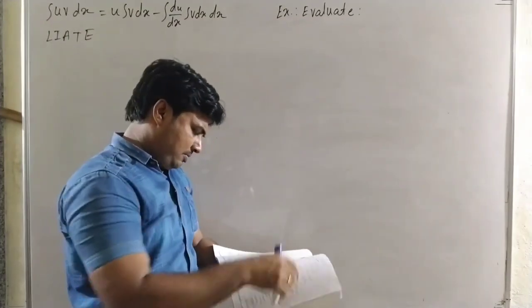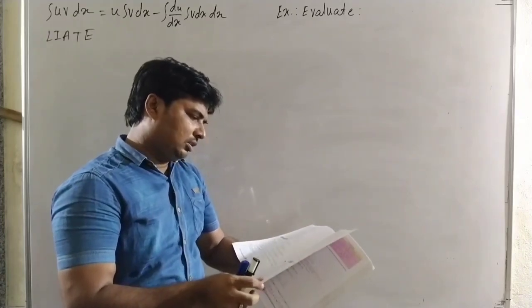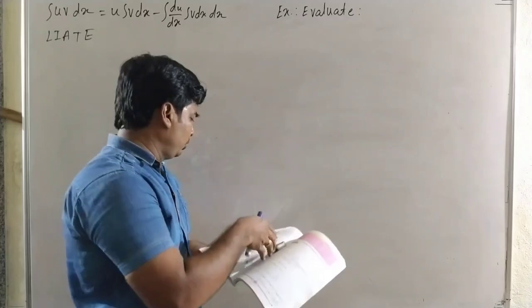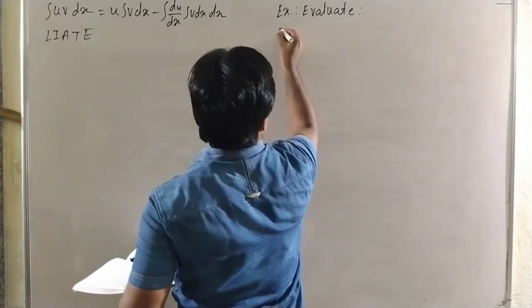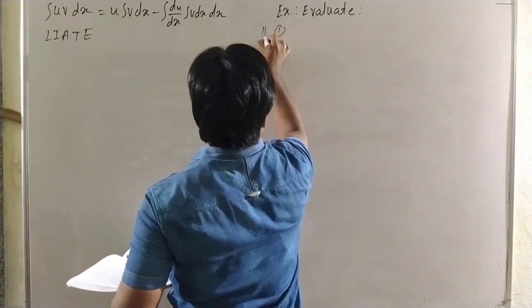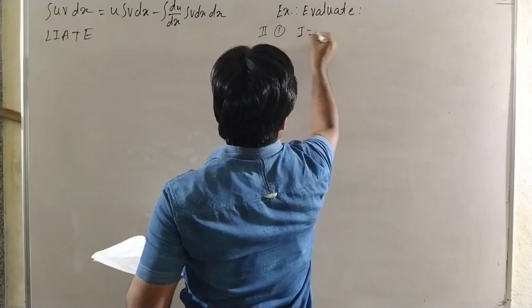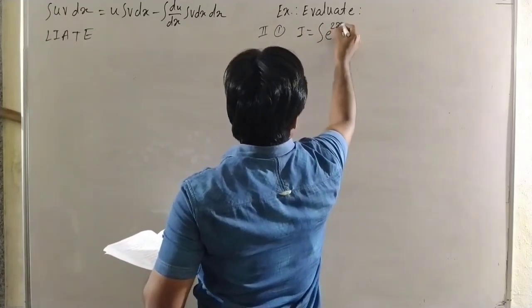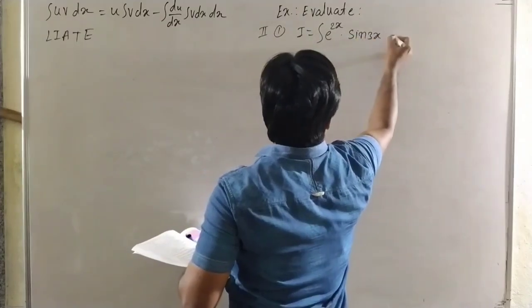Now, next example. It is exercise 3.3, question number 2 and example number 1. Again same. Question number 2, example number 1: integral of e raised to 2x into sin 3x dx.